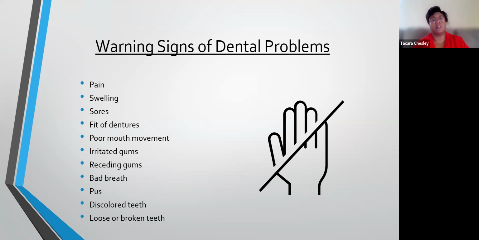So I just wanted to provide some warning signs of dental problems to look out for. You want to look for any pain or swelling in the mouth, face, or neck, any sores that you see in the mouth, a change in the fit of a patient's dentures, any difficulty opening or closing the mouth or chewing, any red, swollen, or bleeding gums, which may be a sign of inflammation and irritation, gums that are pulling away from the teeth or receding, bad breath that is prolonged and unable to be corrected with oral hygiene, pus that you can find between the teeth or gums, any dark or discolored spots on the teeth, and any loose or broken teeth.